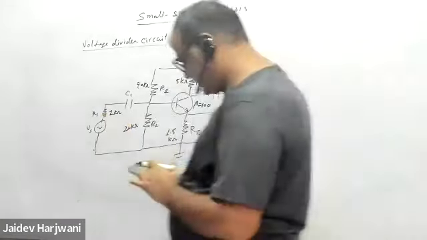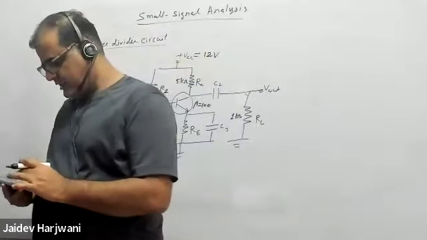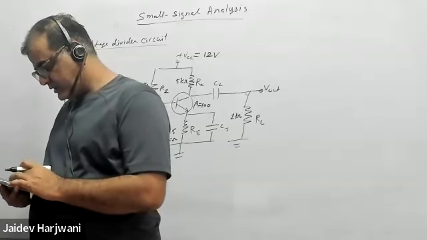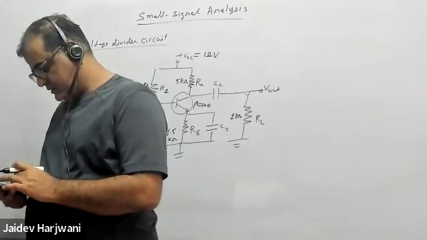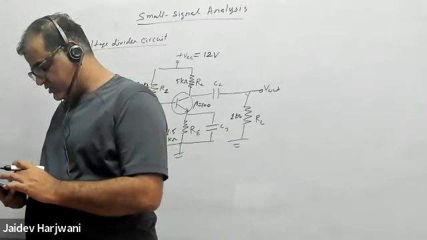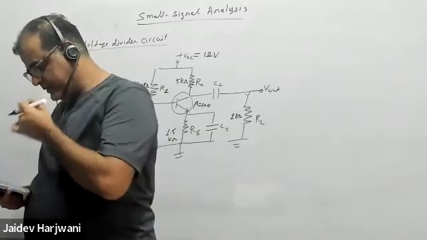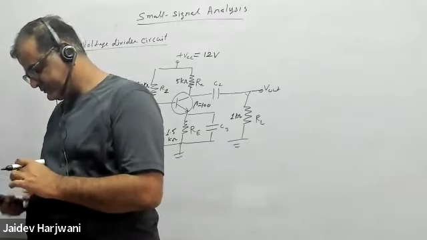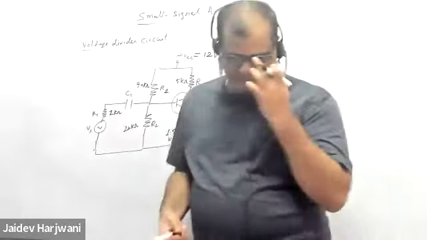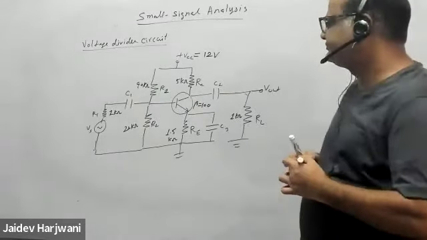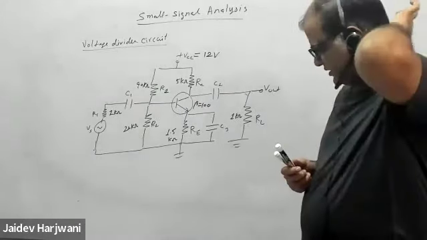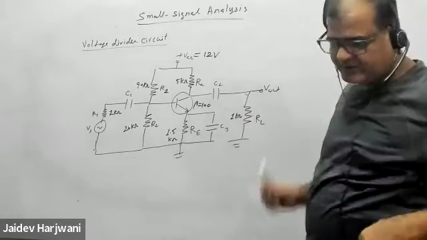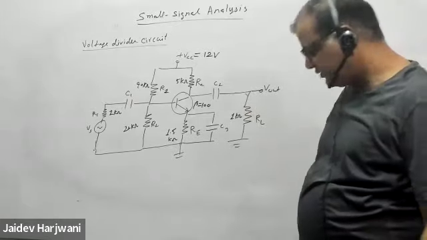Now I want to calculate the input resistance, voltage gain. So this is my circuit. I want to find the input resistance, output resistance, voltage gain and current gain for this circuit. Okay, let us calculate.